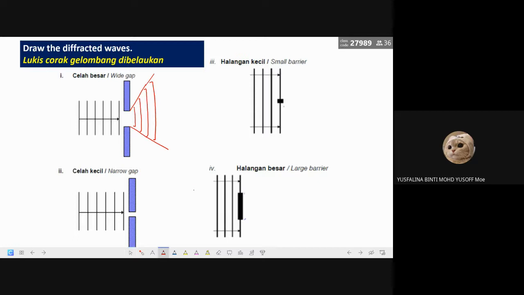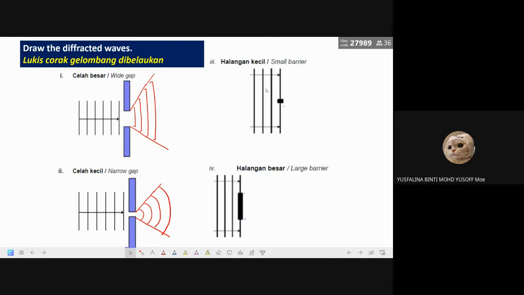So what happened when it passes through the small gap? When it passes through the small gap or small slit, again we draw the line like this, and it will be circular like this. But again, make sure the wavelength before and after must be the same. For this one, it will be more obvious. The diffraction of the wave will become more obvious. So this is what happens when it passes through the wide gap and the narrow gap.